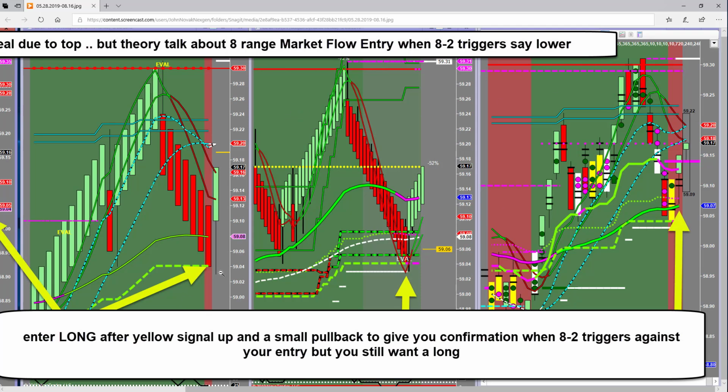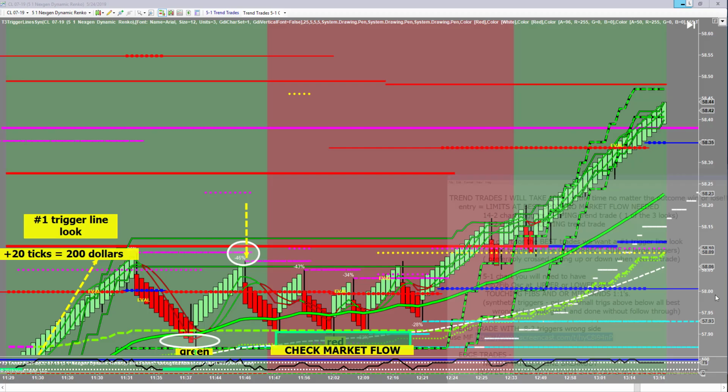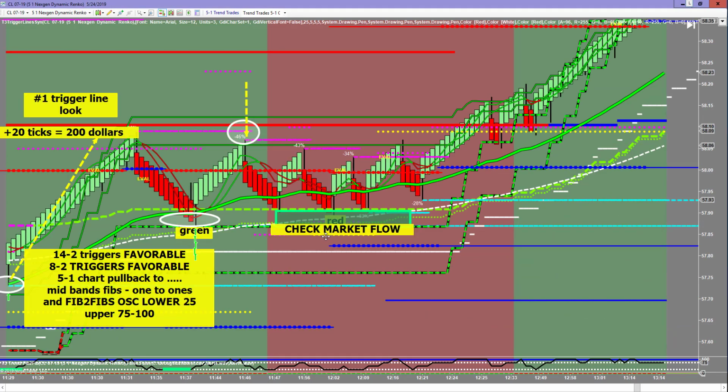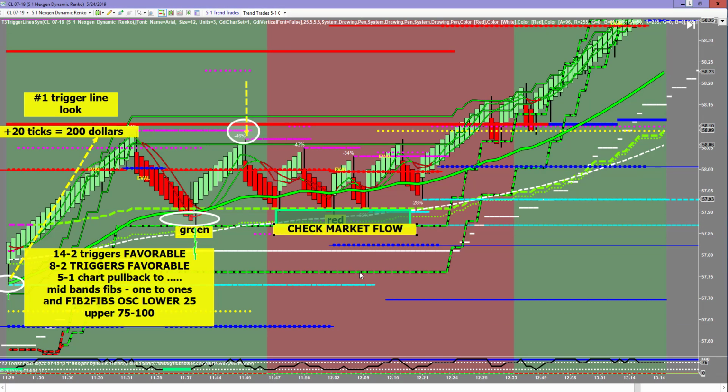So do you guys understand that? And again, we'll look at this later, but I'm just going to mark them up. But the idea is, if it's red, but we still have a circle, we're going to check market flow, see if it gave a signal. Easy enough?